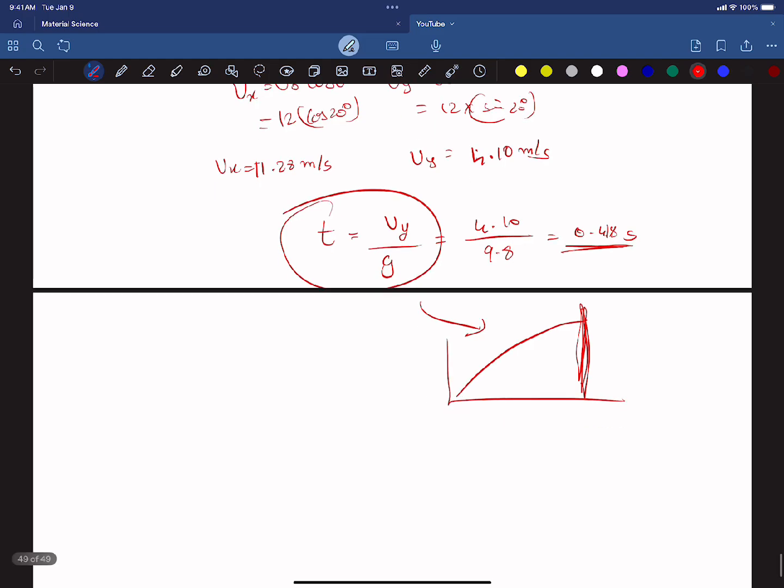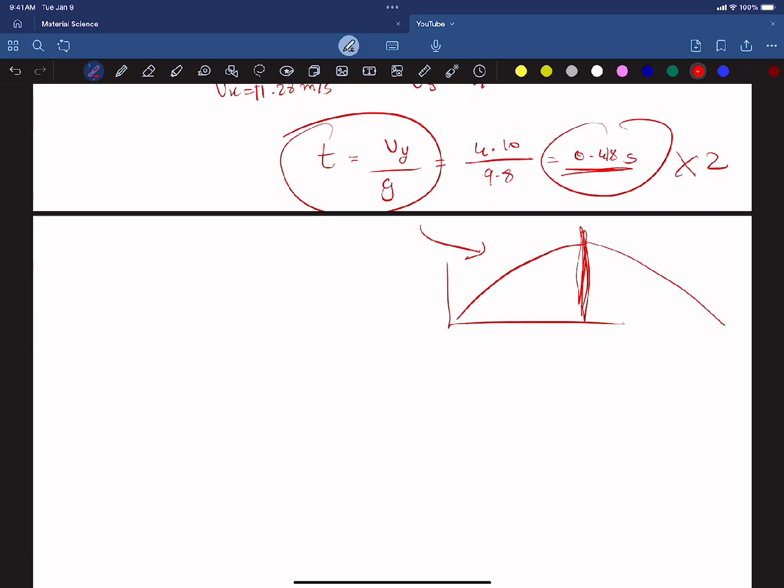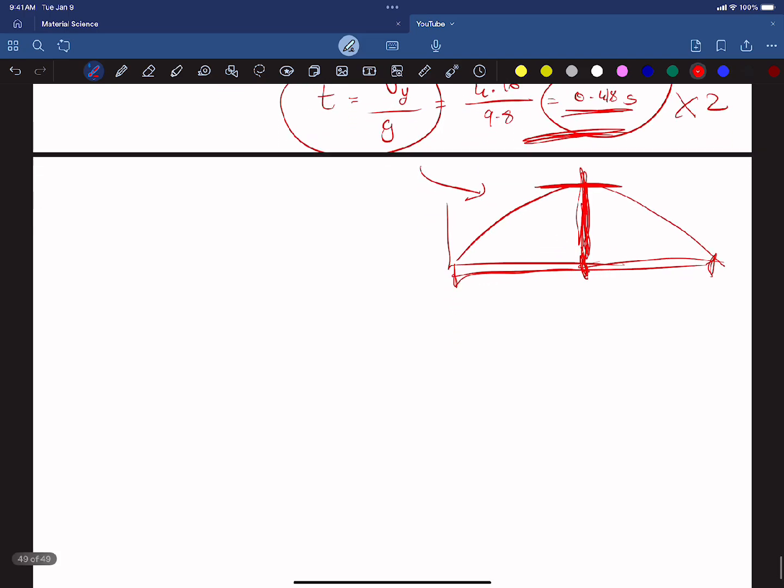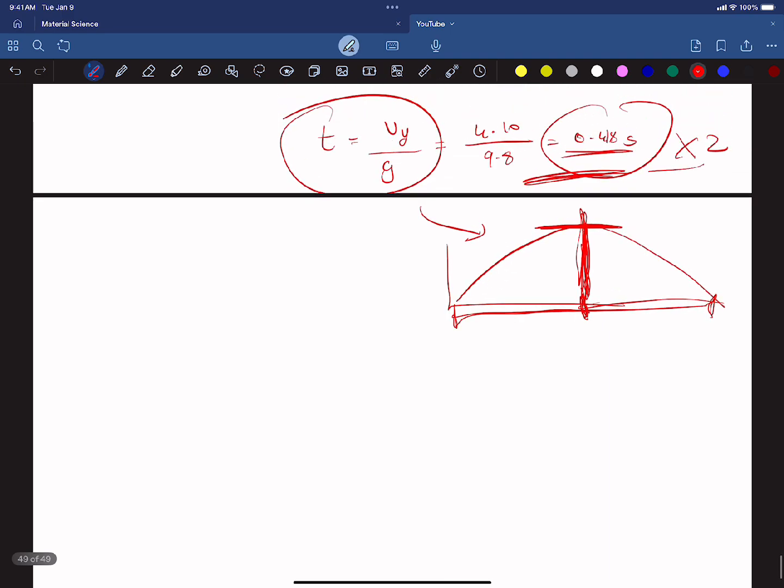Now we need to multiply this by 2 because we need to find the total time. So this is not the total time taken by the jumper to cover all the distance, but the half time. Why half time? Because this is the time taken for the jumper to reach maximum height. Now when we multiply this by 2, we get the total time covered by the jumper, which is 0.836 seconds.